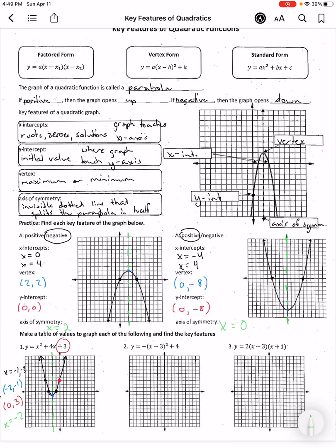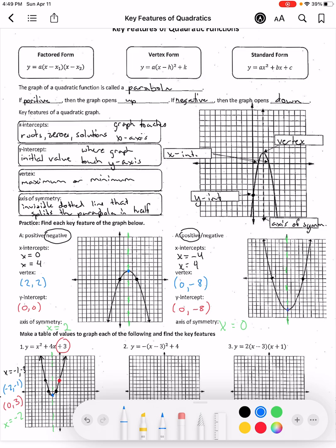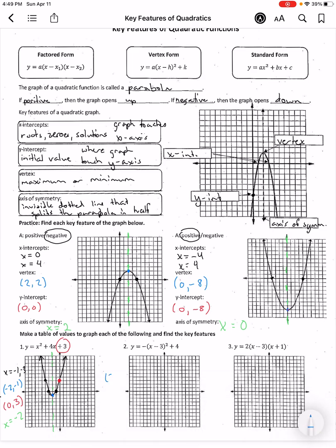And then we go to the k number to get our vertex y coordinate, which is going to be +4. So our vertex is going to be located at (3, 4). So we could go over 3 and then up 4. We would put a dot.